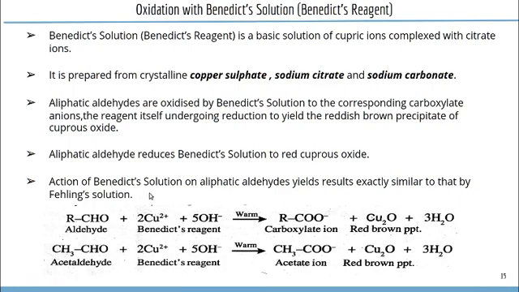So the action of Benedict's solution on aliphatic aldehydes yields results exactly similar to that by Fehling's solution. That means we have a similar chemical reaction in the case of Benedict's reagent and also Fehling's reagent. Aldehyde plus Benedict's reagent, we will get carboxylate ion plus reddish brown precipitate. So reddish brown precipitate is formed in both oxidation reactions, with Benedict's solution and Fehling's solution.